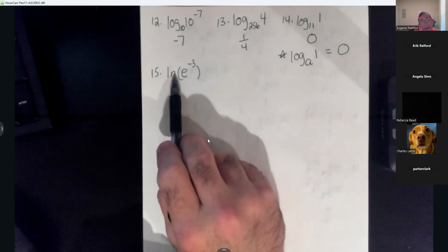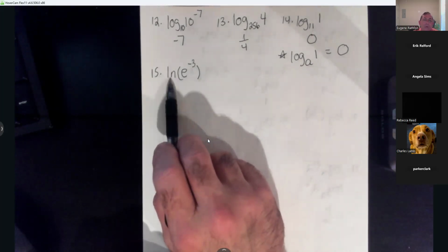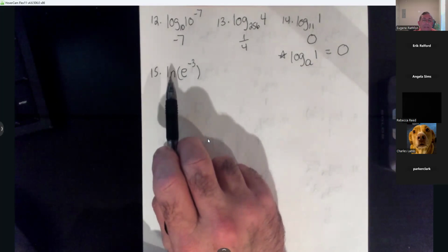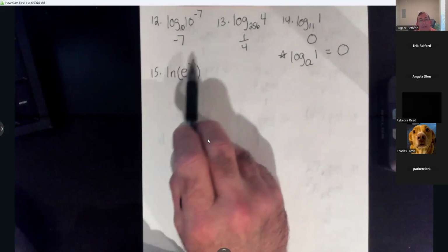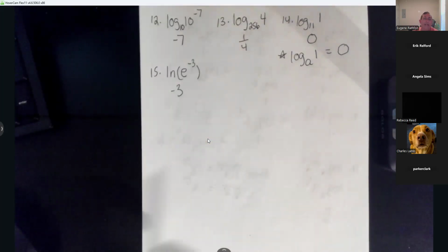So you got to remember what an ln really is. Well, Charles, that was pretty quick, because the ln is really a log base e. So that's the e base with an e raised to an exponent. It is definitely going to equal that exponent.